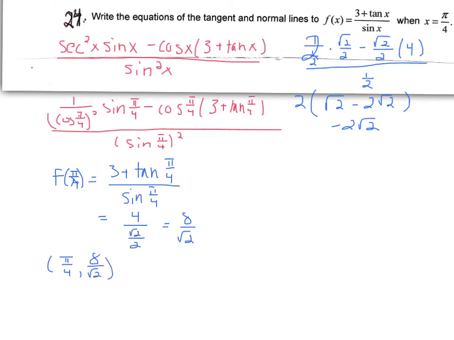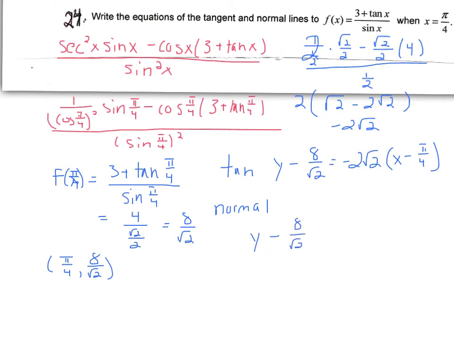So then the equation of my tangent line would be y minus 8 over root 2 equals negative 2 root 2 times x minus pi over 4. And then for our normal line, all we do is take the perpendicular slope. So we'll just change the sign and flip it over. So the normal line will be y minus 8 over root 2 equals positive 1 over 2 root 2 times x minus pi over 4.